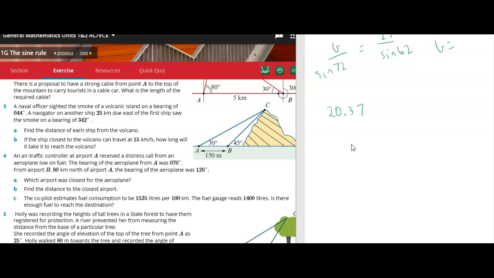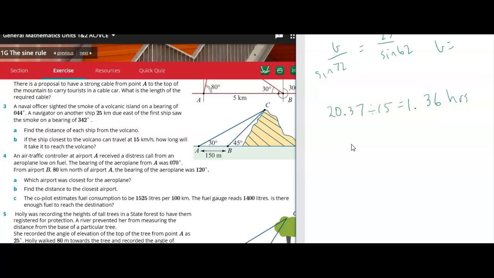Okay, so 20.37, divide that by 15. I'm going to have to just do that on my phone. 20.37. That's 1.36. We'll just round it to 2 decimal places again. And so that's 1.36 hours.